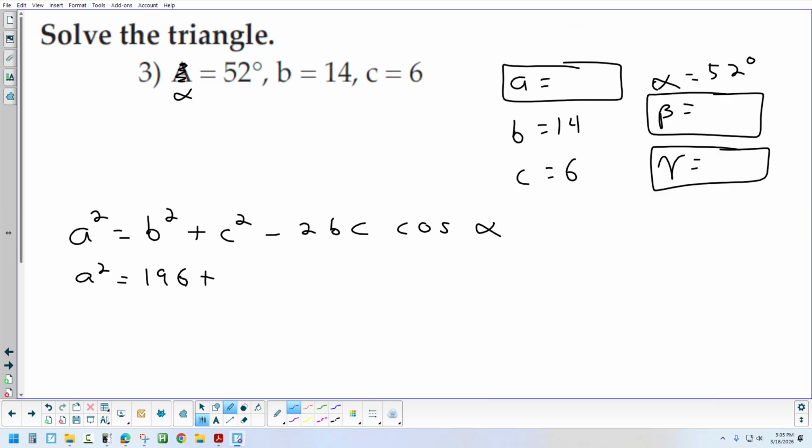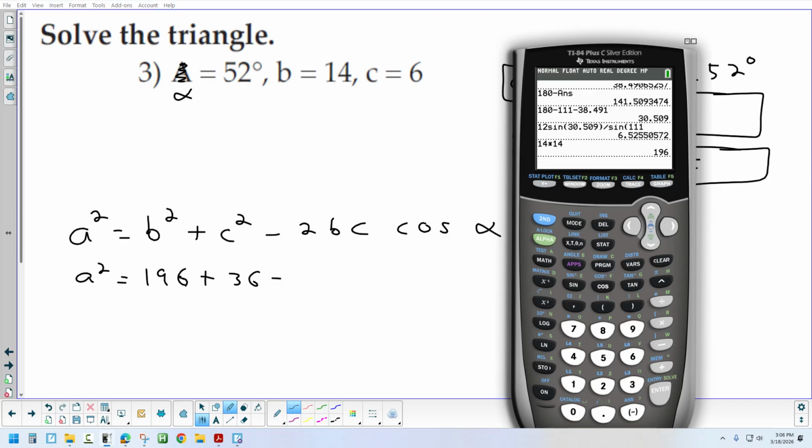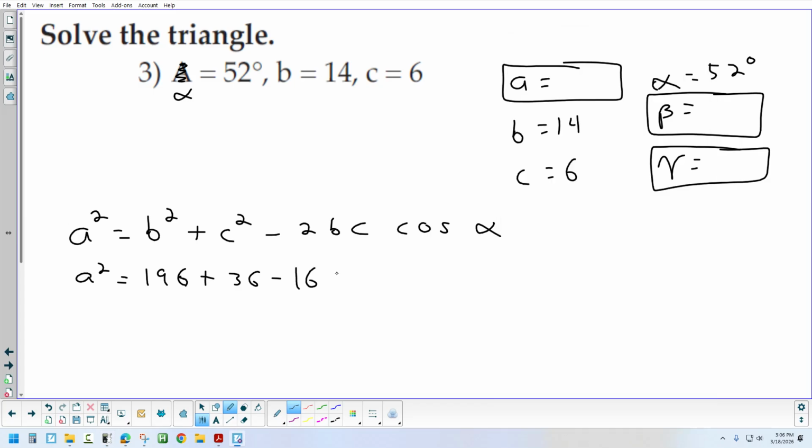C squared is 36, minus 2 times B times C. Well, that's 2 times 14 times 6. It's 168. Cosine alpha we already know, 52.